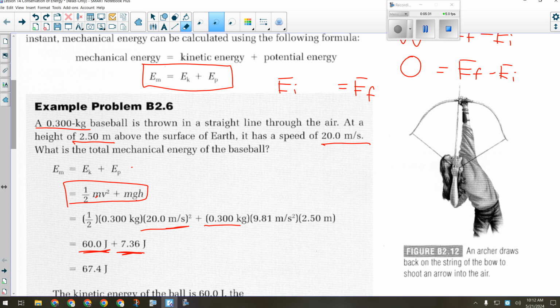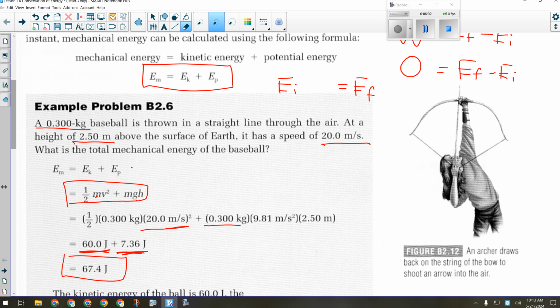How high is 2.5 meters? Maybe about that high. Okay, is that very high? It's not very high off the ground, so it doesn't have a lot of potential energy, plus it doesn't have a lot of mass. It has a fair amount of kinetic energy though, because it's moving pretty fast. 20 meters per second is pretty fast. Okay, so I take its kinetic energy, I add its potential energy, here is its total mechanical energy.